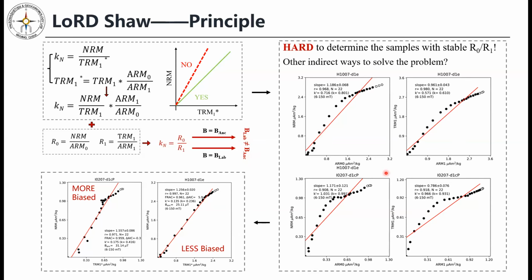There are two biased results in our experiment. And after the ARM correction, we can see that both of the NRM to TRM1 correction plots show an S shape. And for the more biased samples, the distortion is much more evident. So maybe this difference can help us to solve this issue.